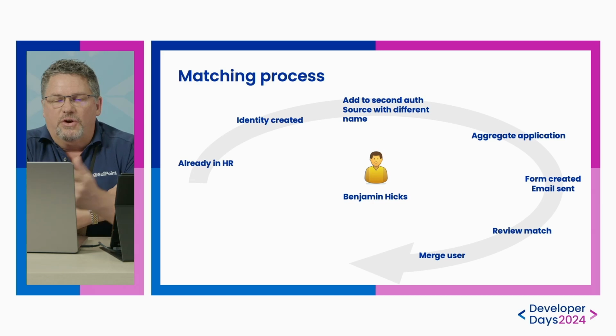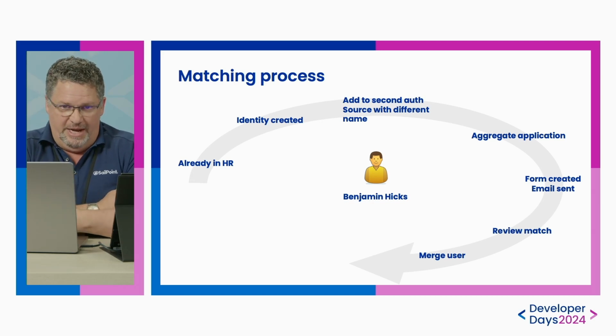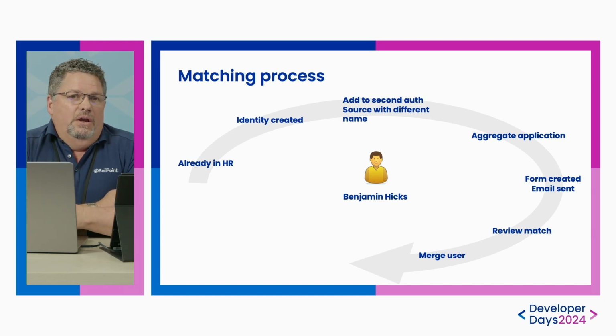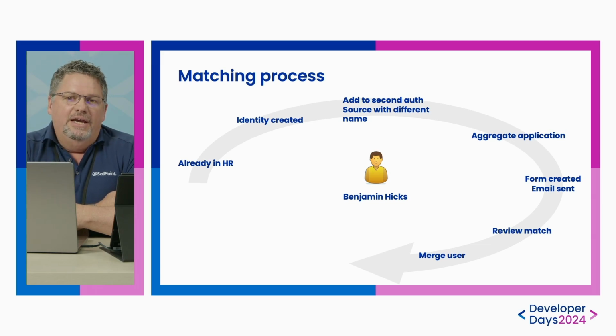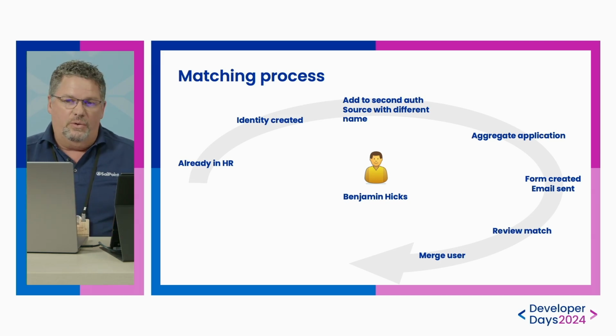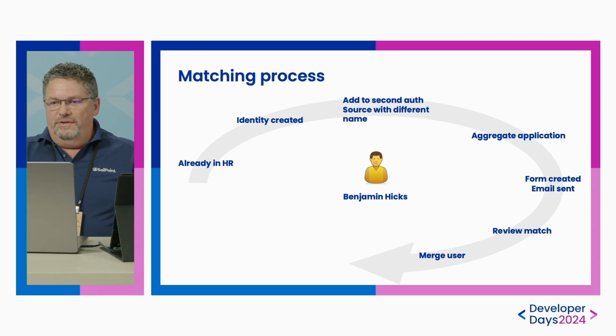So let's get into here. This will be the demo. Our actor today, a name I made up, Benjamin Hicks, right? I went out and made it up. Already got him in the HR system. So we'll go through and aggregate in there, bring that user in, see what happens with him, add a second authoritative source with a different name, right? He's going to go from Benjamin to Benny, I think is what I set up. Aggregate that account, create a form, review the match, merge the user. So that's kind of the whole demo, if you will. So let's jump into here.